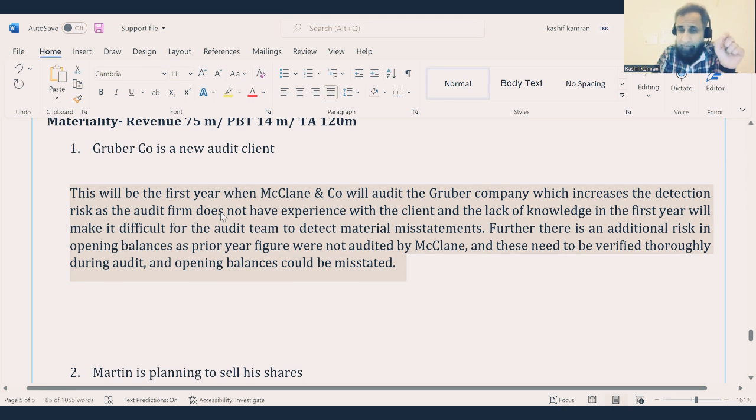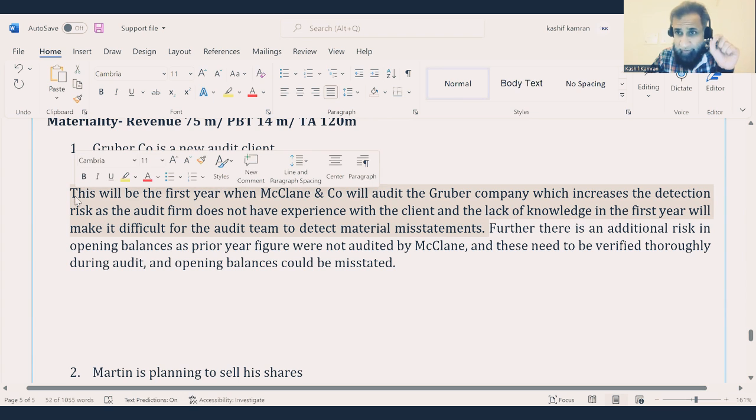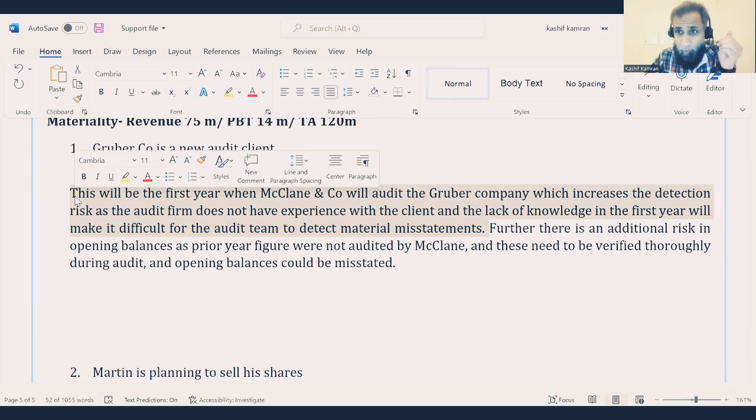Look at this. Grubber is a new client. What I wrote, this will be the first year when McLean and Company will audit the Grubber company, which increases the detection risk as the audit firm does not have experience with the client. And the lack of knowledge in the first year audit will make it difficult for the audit team to detect material misstatement. I hope you agree with this first statement. So higher the detection risk here because it's a first year audit, with lack of experience, and the audit team can overlook material misstatement being the first year audit. I hope you agree with it, right?